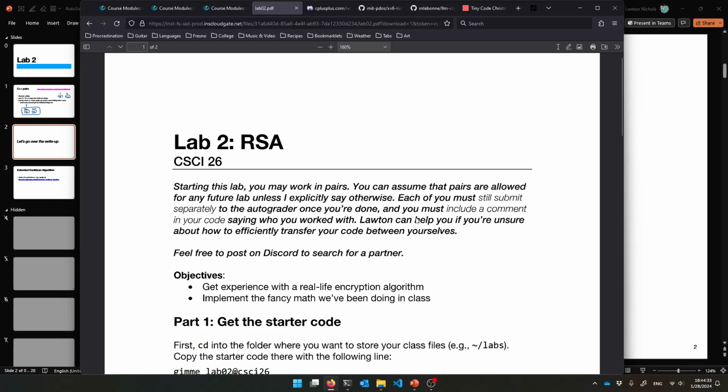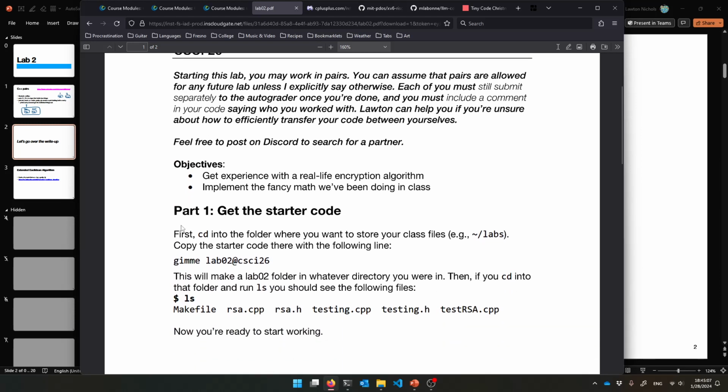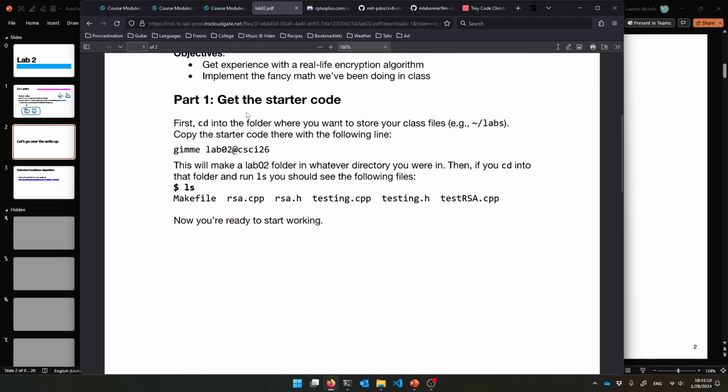But in addition to both submitting to the autograder, include a comment in your code saying who your partner was, so that when I see identical code, I won't have alarms going off in my head. So let me know if you need any help transferring your code between you and your partner. I have some ideas that I can talk about with you, and I can help you with that. You're also, of course, allowed to post on Discord if you'd like to search to find a partner. That's a great place to look for one. So you're allowed to do that from now on, starting from this lab. Find a partner if you'd like, but of course you're still welcome to work alone if that's better for you or more convenient.